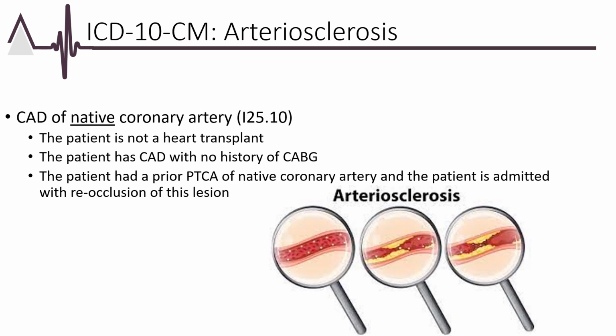Many ICD-10 codes differentiate between native coronary arteries and bypassed coronary arteries. The term native coronary arteries means that the patient has not had a heart transplant, has never had a coronary artery bypass procedure, or is a patient who has had percutaneous transluminal coronary angioplasty and has been readmitted for another occlusion or blockage. The patient still has the same coronary arteries they were born with.